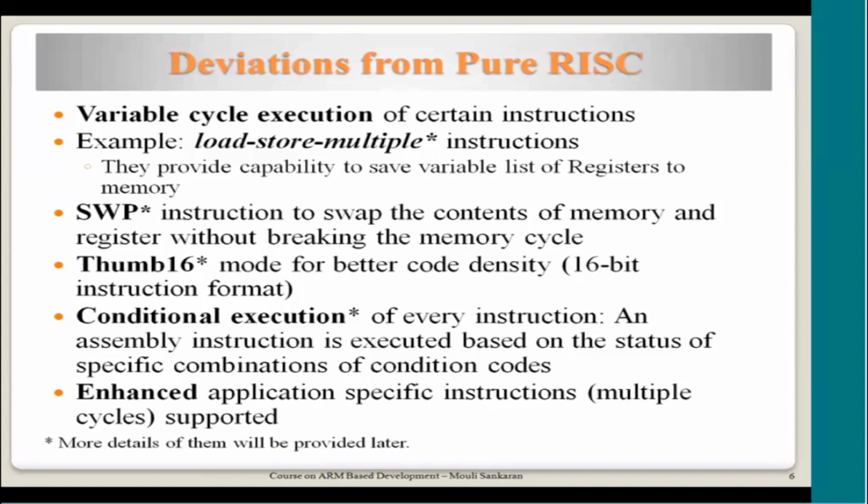And Thumb mode is another, 16-bit mode of ARM, where the instruction code is 16-bit instead of 32-bit. Conditional execution is another feature, where every assembly instruction is executed based on the status of a particular conditional flag. At this moment, I don't want you to know everything about what they mean, but you need to be aware that though we claim ARM is a pure RISC, there are some deviations to support embedded application requirements.